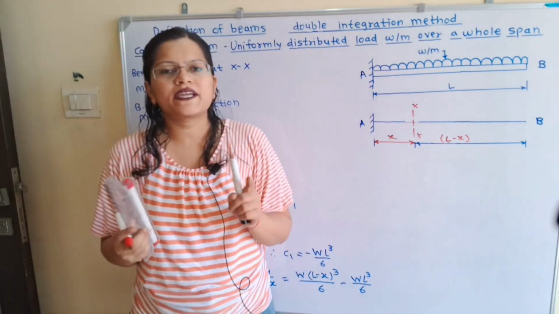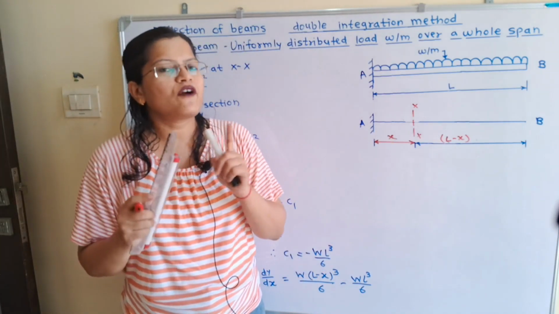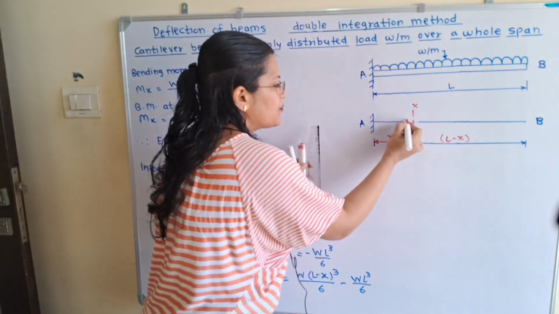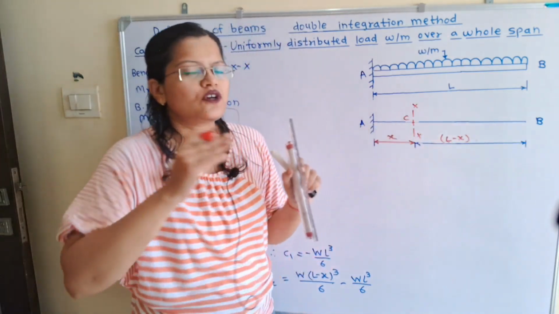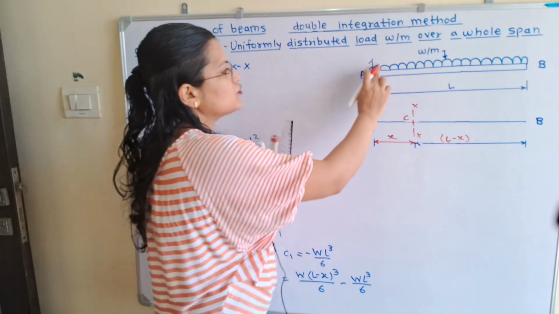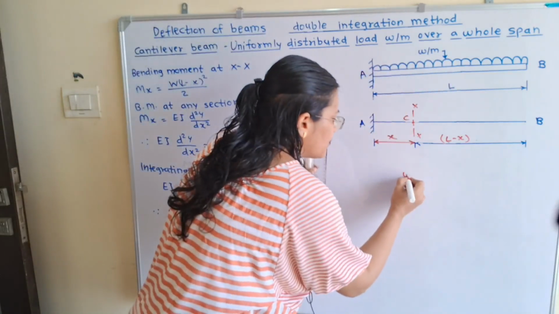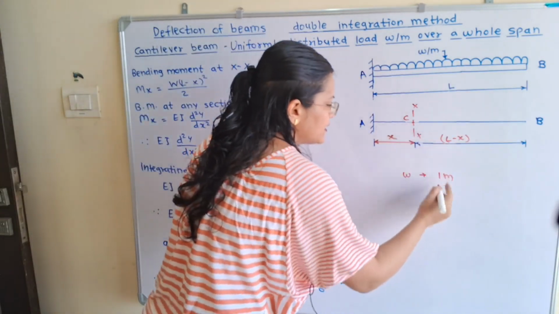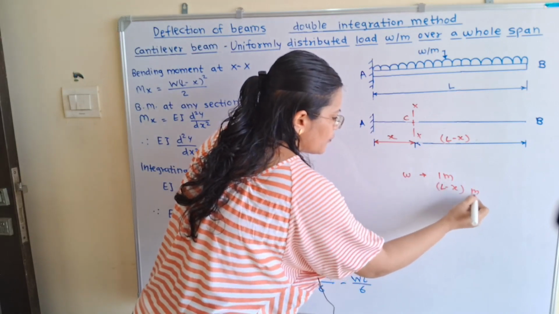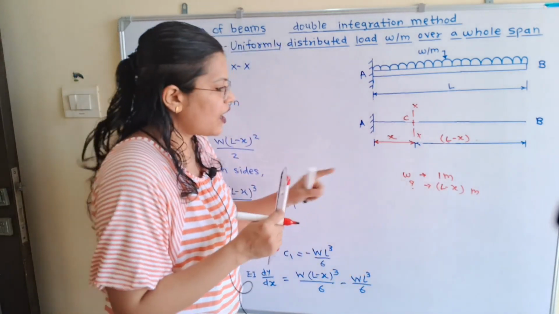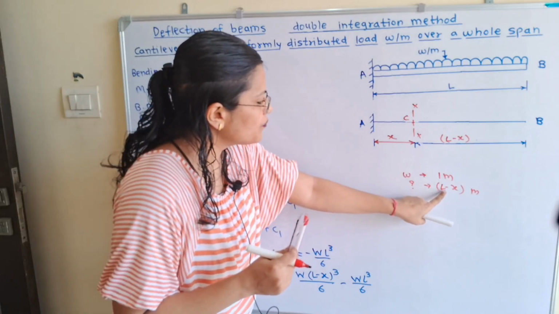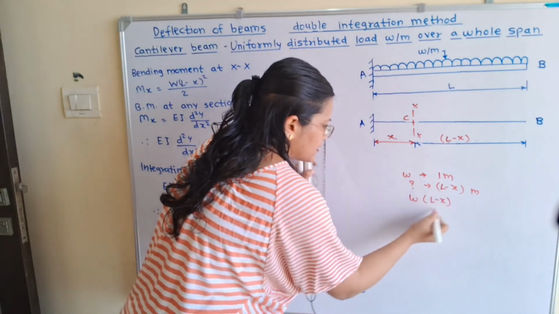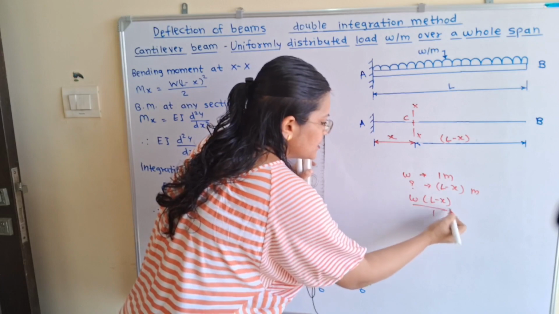To find the slope equation and deflection equation, we first have to find the load acting in this span. Suppose we consider the point C in the span BC. So how do we find the load? We know that this uniformly distributed load is W for a length of 1 meter. Now in the span BC, the length is L minus x meters. So what is the load? It is equal to W multiplied by L minus x divided by 1. So this is the total load.